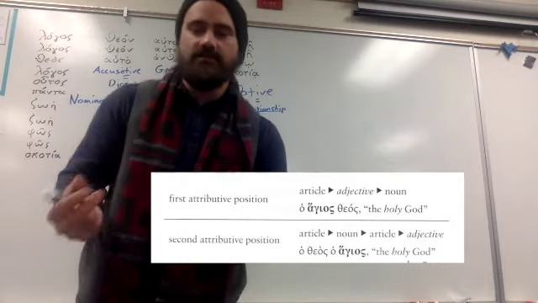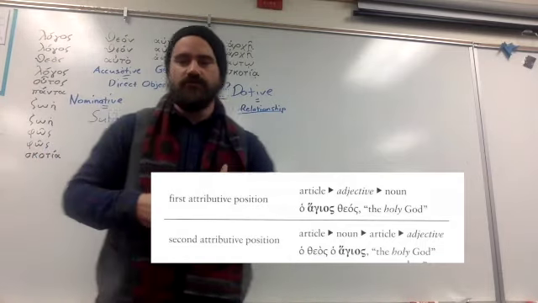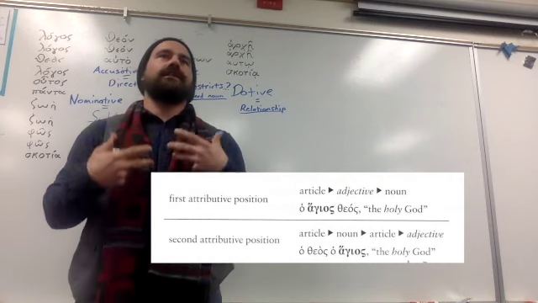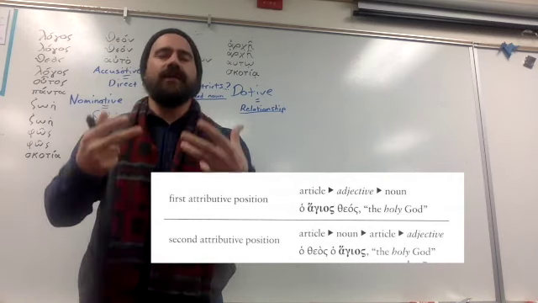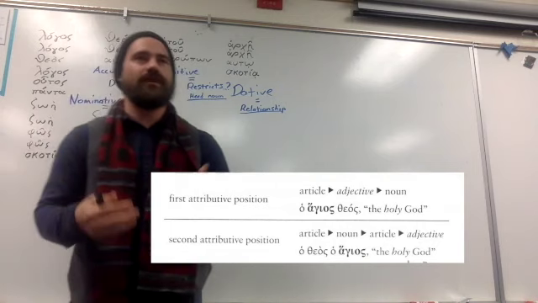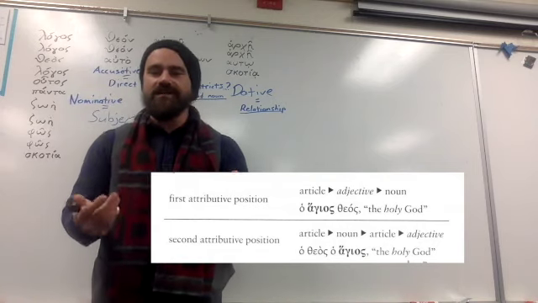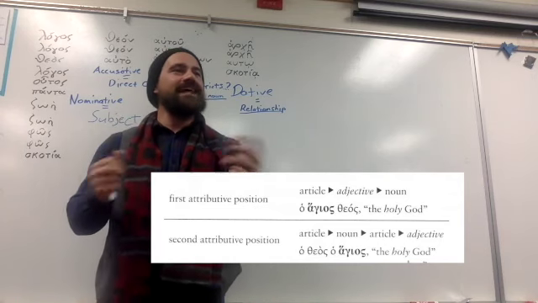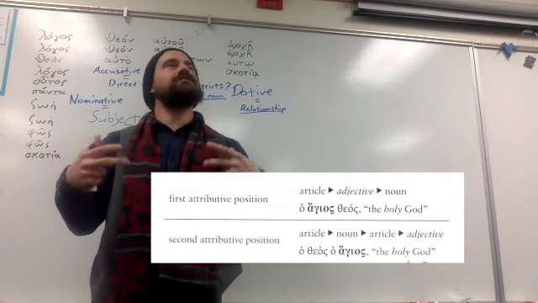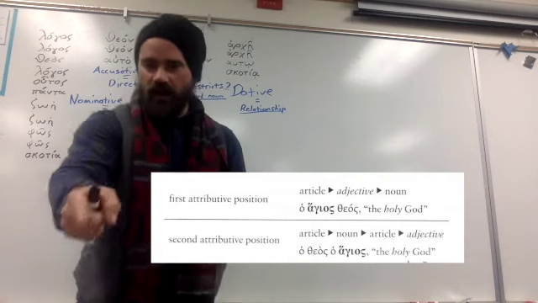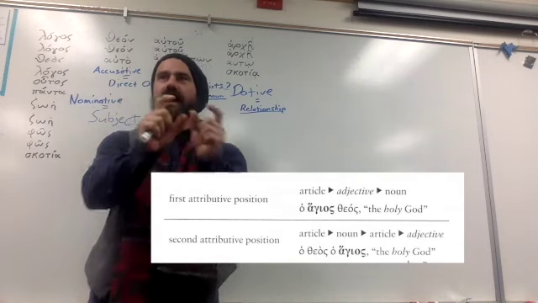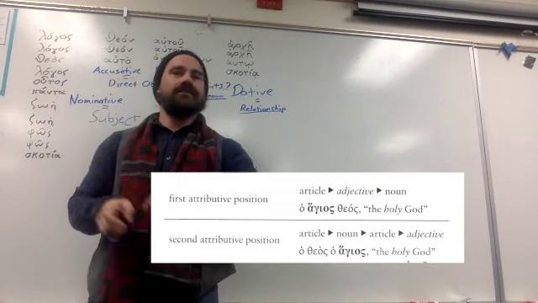So one of my little memory tricks is to recognize this: an attributive adjective is going to have an article. And so in English, we translate it as the Holy God. So I'm almost cheating. If it has an article, what is an article? An article is the. So the Holy God. And that has the article. So I'm going to look at the adjective and say the adjective noun.